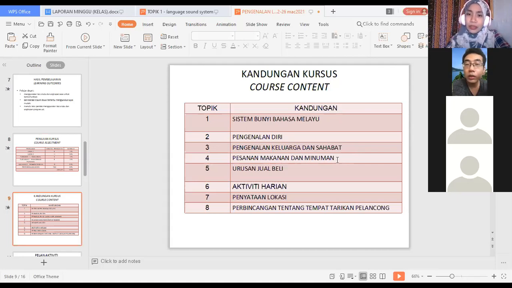Ordering food and drink. Topic five, urusan jual beli. What is it? Sale and what? Buy. Yeah, sale and buy actually. Sale and purchase. Okay, sale and purchase. Okay, topic six, we were talking about aktiviti harian. I mean, it's daily activity. Okay, daily activity. All right, topic seven, location.